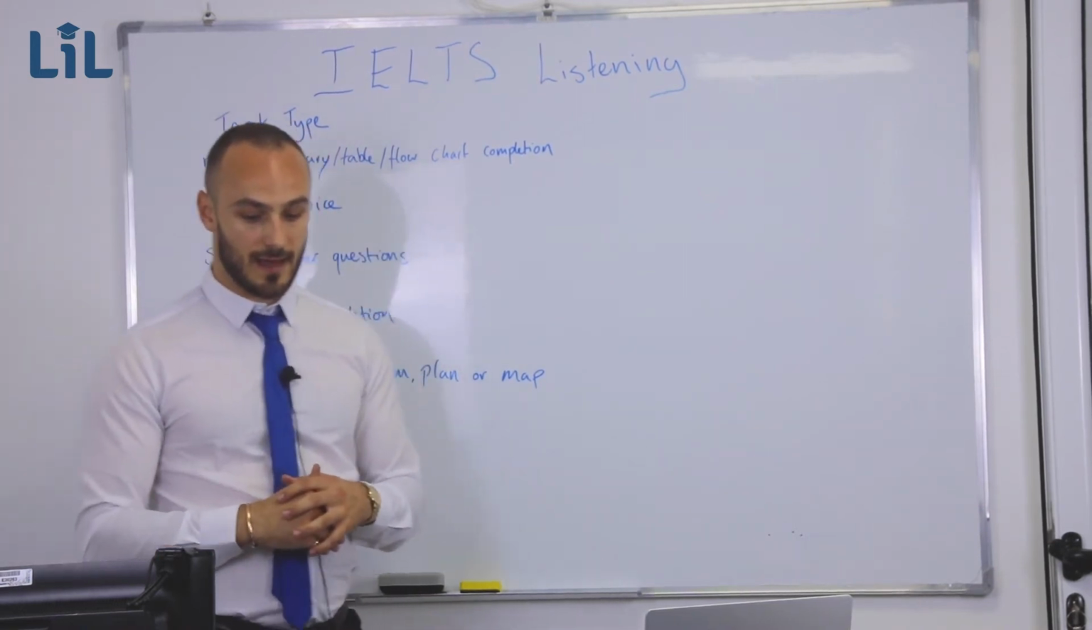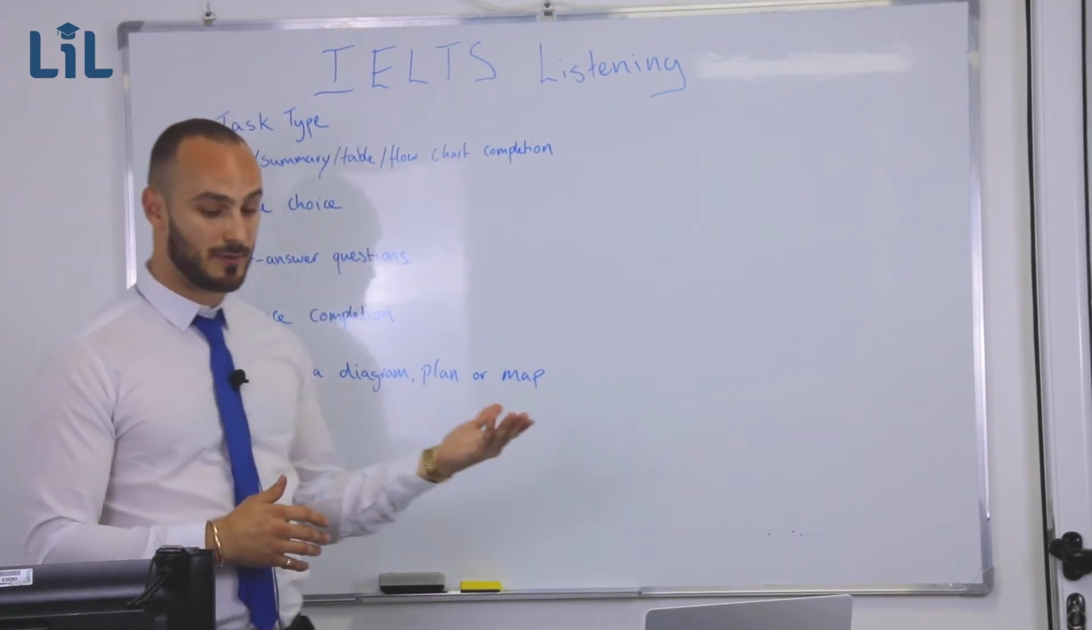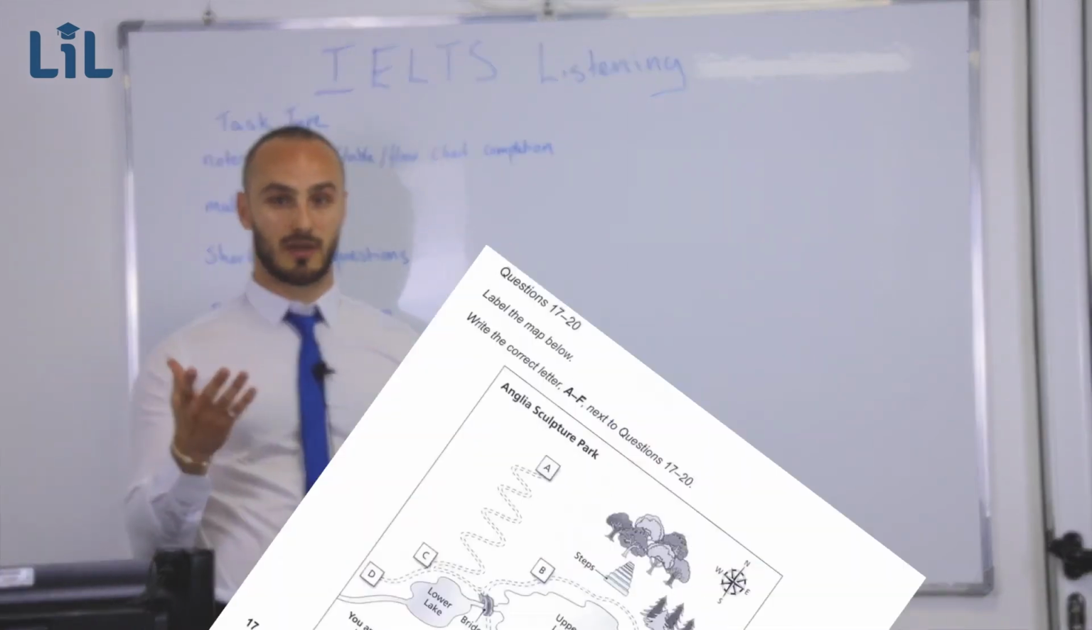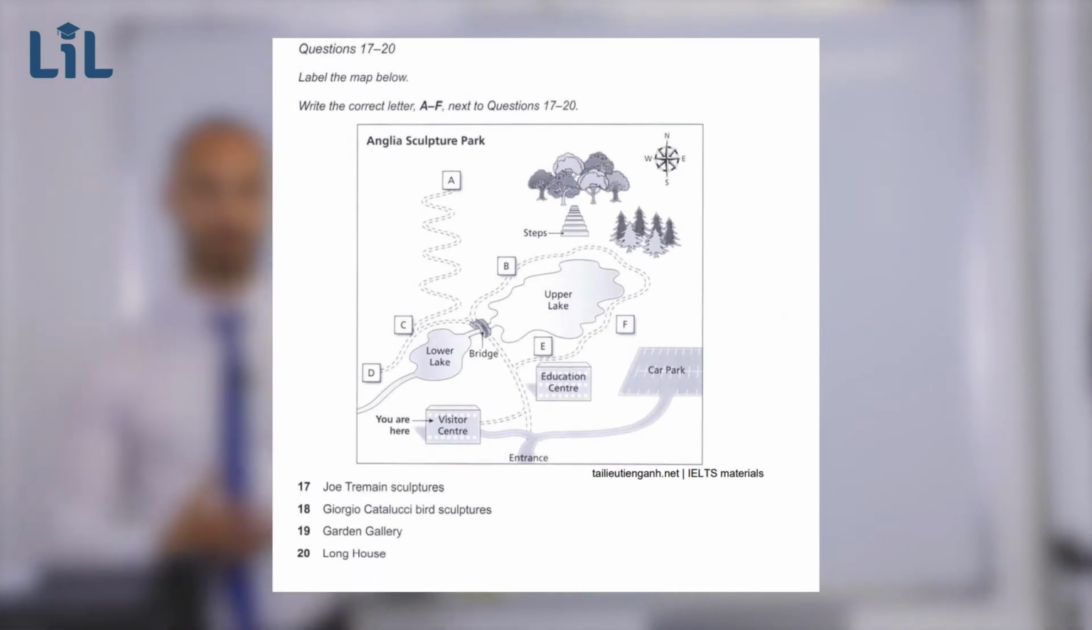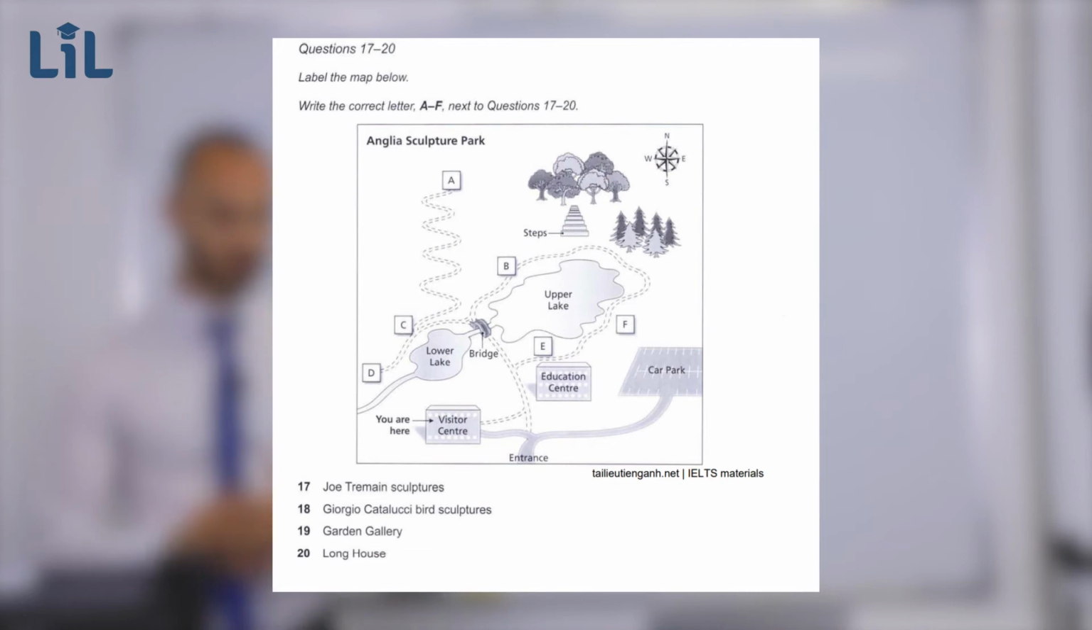Okay, and then the next one is labeling a diagram, a plan, or a map. As you can see from our example, we've got a map here. You'll hear a description of this park, and you need to label where the different features are on this map, where the places are.